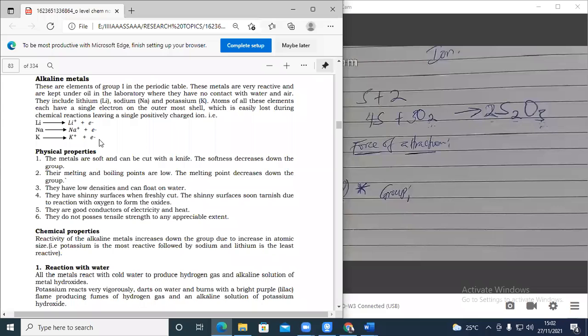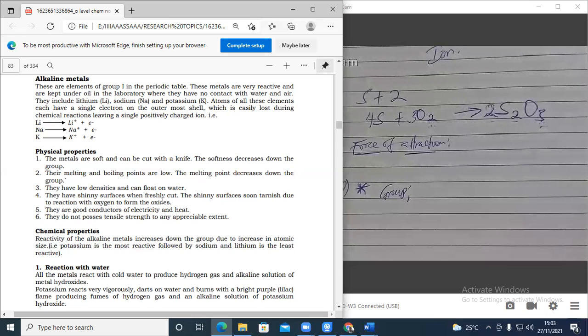Now, when you look at these properties, they are saying these metals are soft and can be cut with a knife. The softness decreases as you go down the group. As you go down the group, they lose electrons very fast, and that is what is responsible for the decrease in softness. Then their melting and boiling points are low. Their melting points decrease down the group. They have low densities and they can float on water.